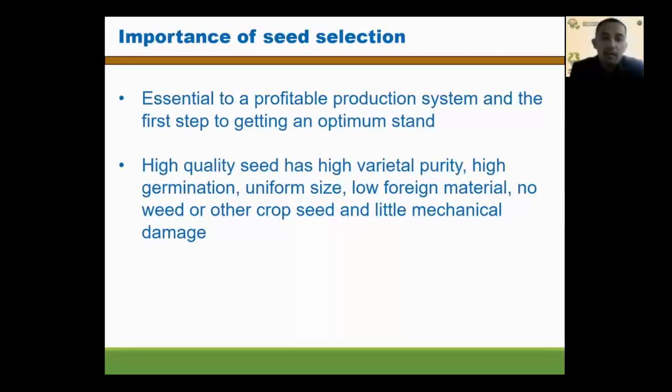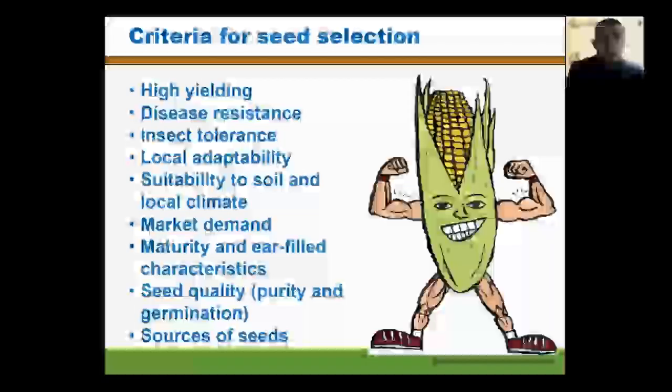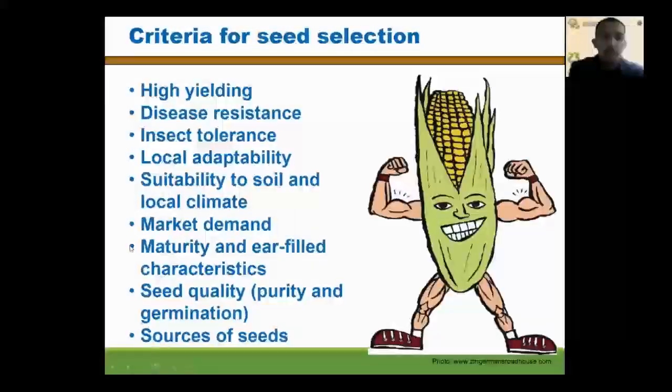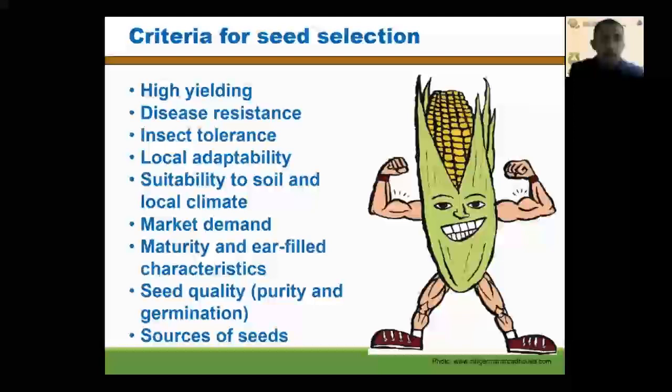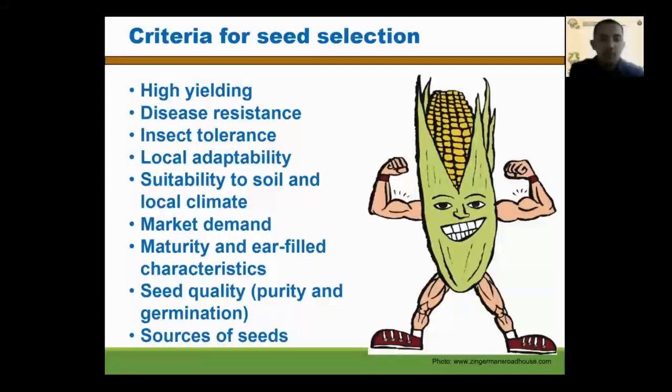So high quality seed has high varietal purity. You choose a seed that has varietal purity, high germination rate, uniform size, low foreign material, no weed or other crop seed, and little mechanical damage. And then the criteria for selecting seed for planting: choose high yielding varieties, high disease resistance, insect tolerance, local adaptability, suitability to soil and local climate, market demand, maturity and ear characteristics, seed quality, which includes purity and germination, and source of seed. So accessibility to these seeds, you have to consider that.